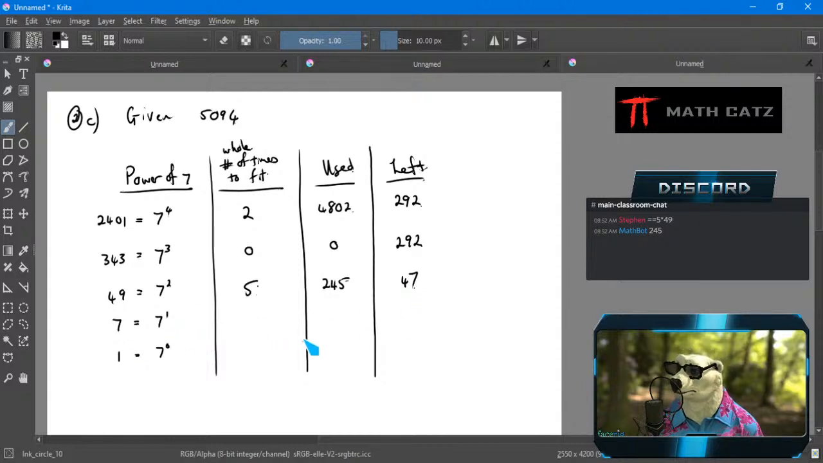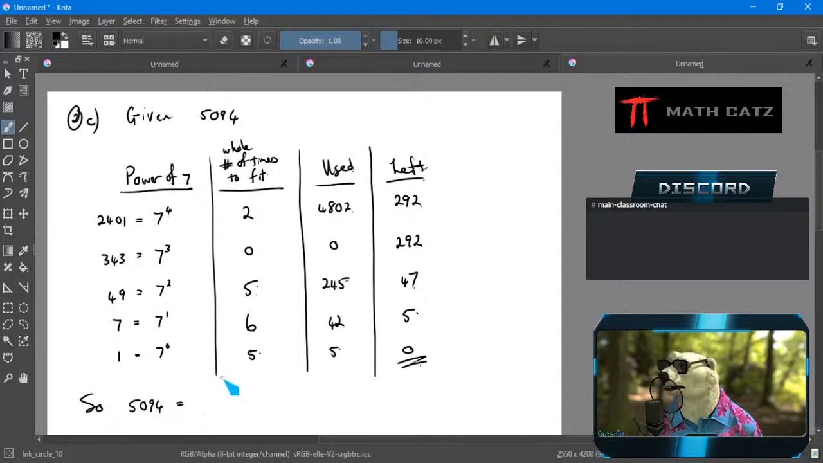So then I'm ready to move on to the next smaller group size, which is 7. 7 can fit into 47 6 times because 6 times 7 is 42. So it gets easier once the numbers get a little smaller. And I have 5 left. Those will be mopped up by the 1s. I used them all, nothing left. And I've broken up my decimal number according to powers of 7. So let's write that underneath here.